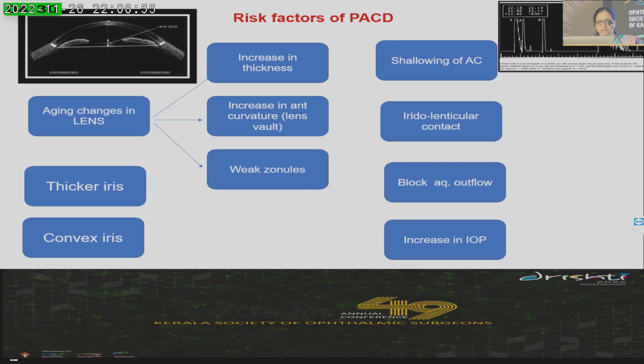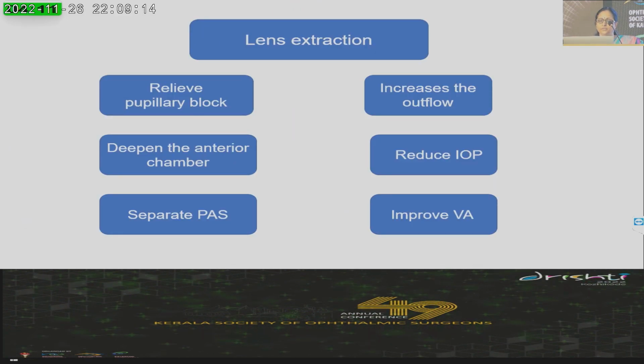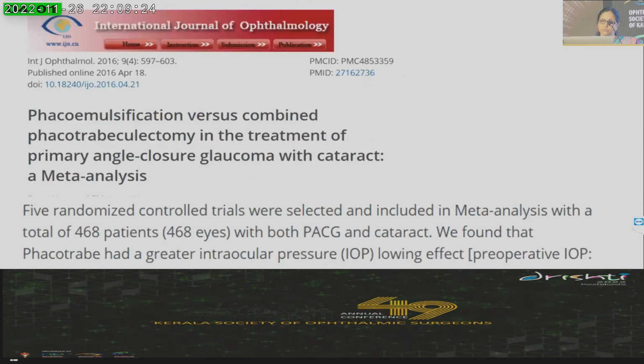Risk factors are, again, Dr. Roni has mentioned them: the aging changes, like an increase in lens thickness, increase in the lens vault, the weakening of zonules, then changes in the iris features. All this will lead to a shallowing of the anterior chamber, increase the iridotrabecular contact and pupillary block, and it will block the aqueous outflow. So when you do a lens extraction, it will relieve the pupillary block, it will deepen the anterior chamber, it may separate the PAS, and it will increase the outflow. Along with that, it will increase the visual acuity also.